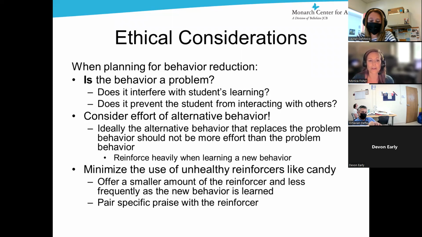So does it interfere with learning? Does it prevent the student from interacting with others? Is it limiting their quality of life? That's really what we want to think about.